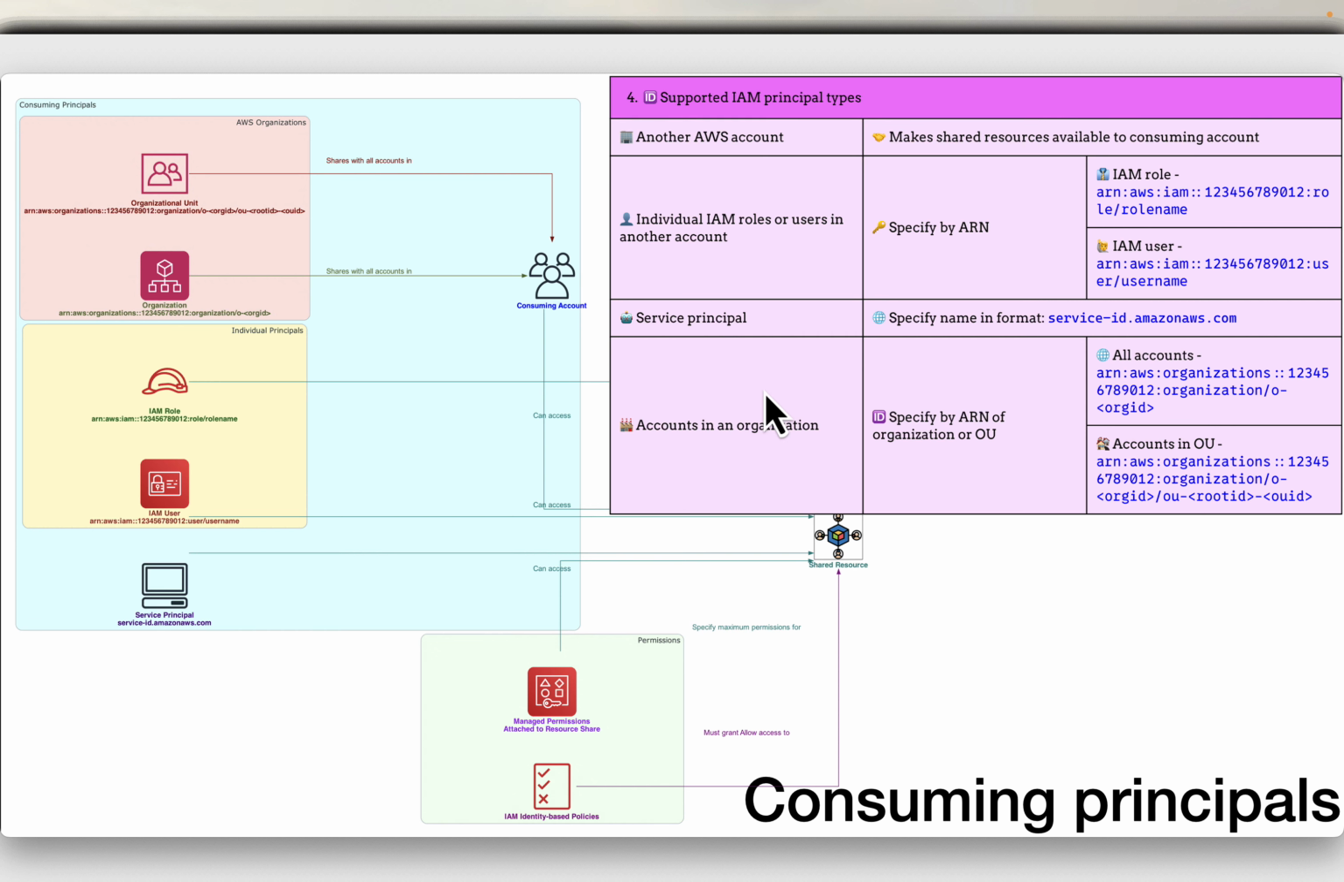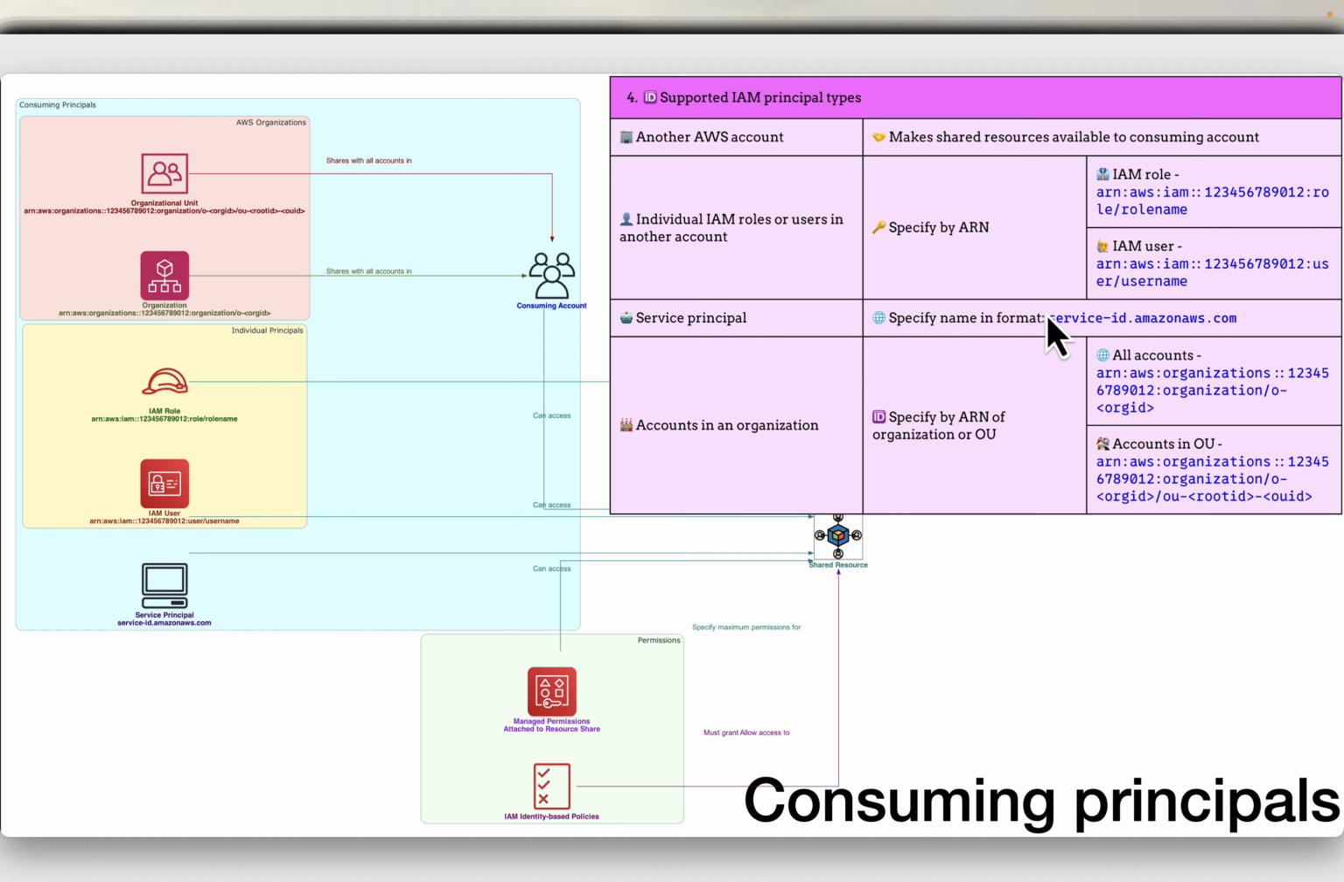Then you have service principal. So you can share a resource with an AWS service. So this is for the whole service. To grant the service access to a resource share, service principal sharing allows an AWS service to take actions on your behalf to ease the operational burden.